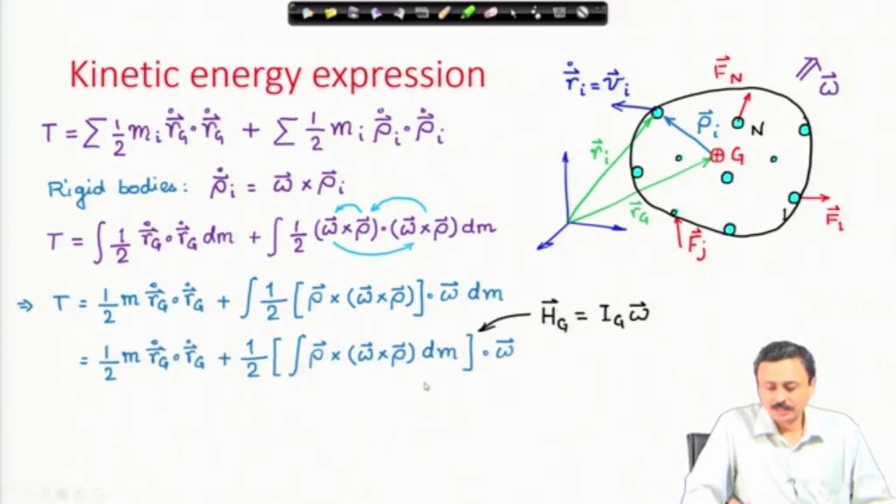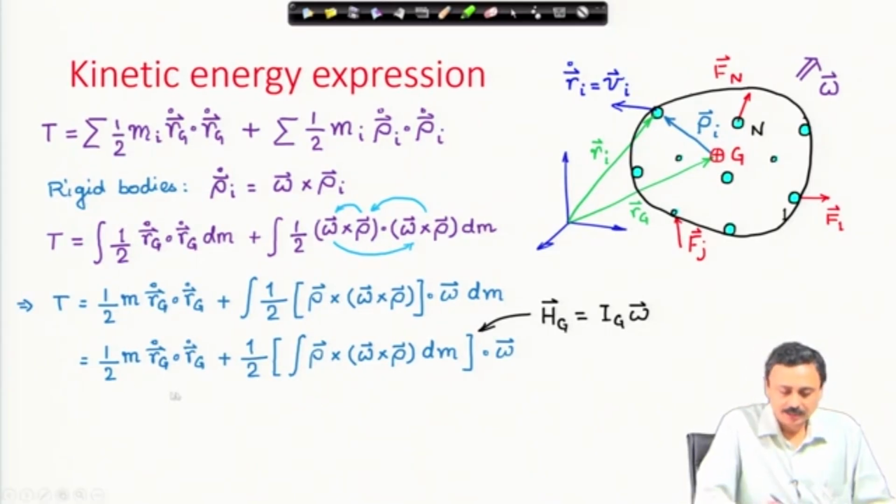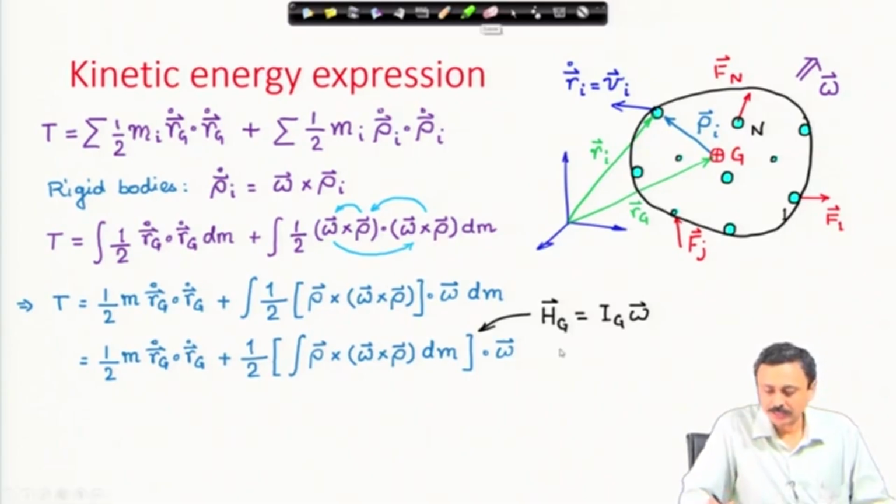This expression you have seen before, and the first term is straightforward, it is the translational kinetic energy because of the translation of the center of mass. The second one, this bracketed quantity, happens to be Ig times omega. This we have discussed before. This happens to be Ig times omega, the moment of inertia about the center of mass of the rigid body times the omega vector.